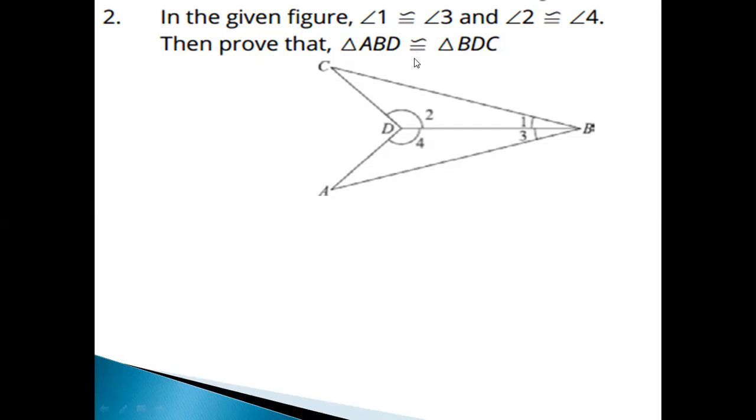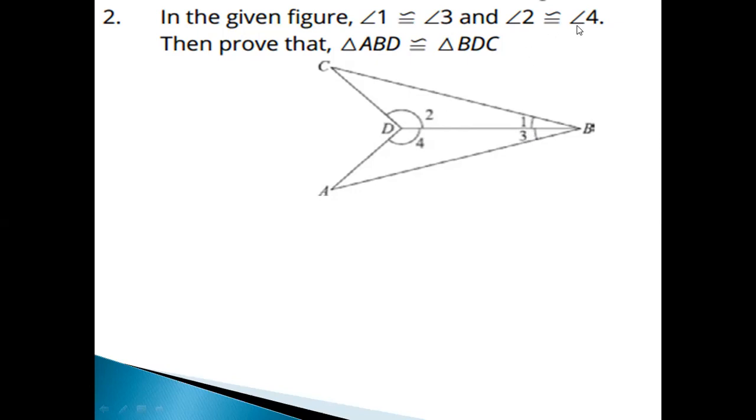C-O-N-G-R-U-E-N-T. Congruent. This is the symbol of congruent. Congruent means same in shape, same in measurement. You have given measure angle 1 and measure angle 3 are congruent. It means that this angle B is divided into two equal angles, that is angle 1 and angle 3. So they are congruent, meaning same in measurement, same in shape.